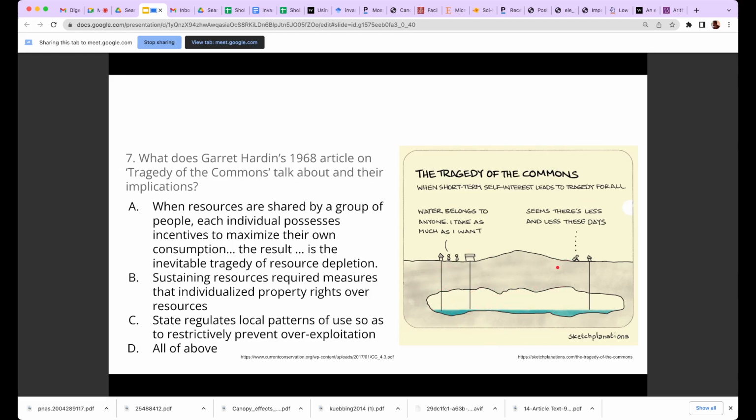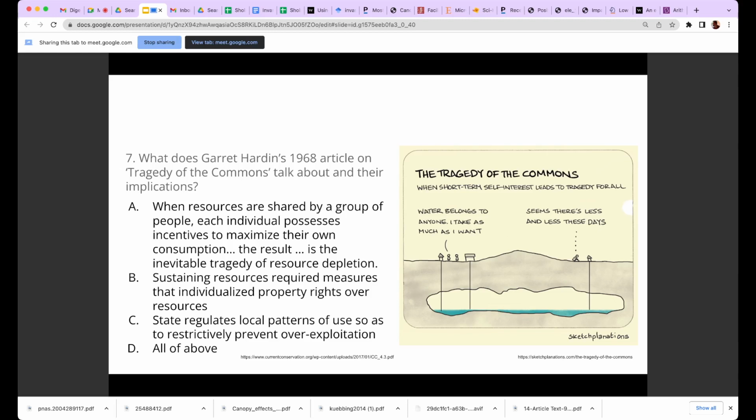Similarly, land for pasture, grazing land. That's also something like a common resource. Then something like fisheries, like nobody owns seas and oceans. So who do the fish actually belong to?